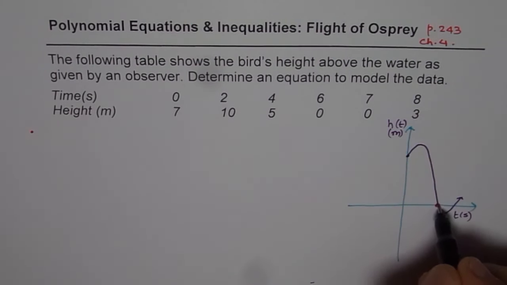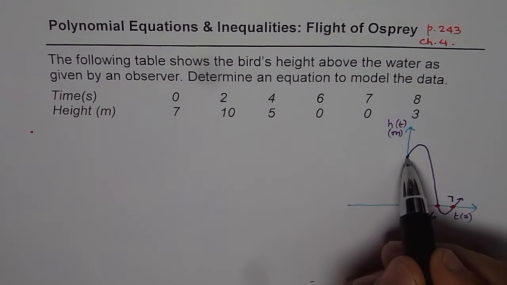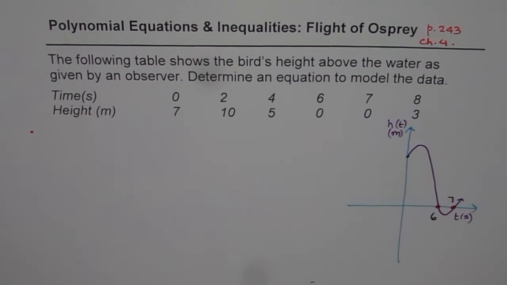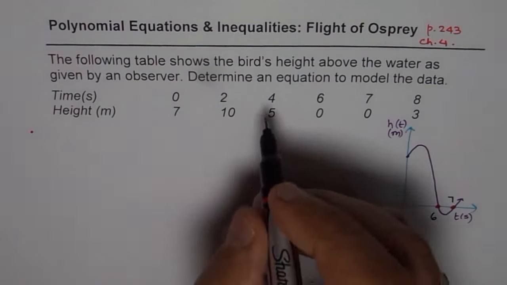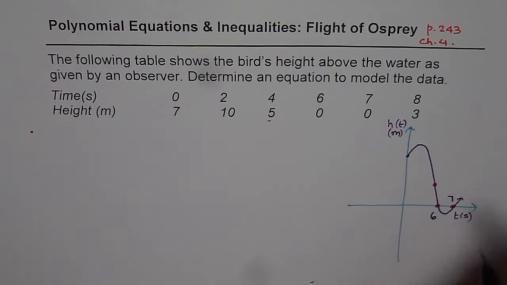And of course, I'm not taking any scale. The important point for me is these two critical values. Zeros at 6 and 7. So at 6 seconds and 7 seconds, we have zeros. Now these zeros will help us to find the equation of the polynomial. Another critical point is the y-intercept, and we can consider one more point, so I'll prefer to use 4 and 5, which is, let us say, here.